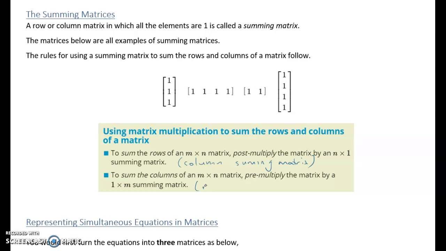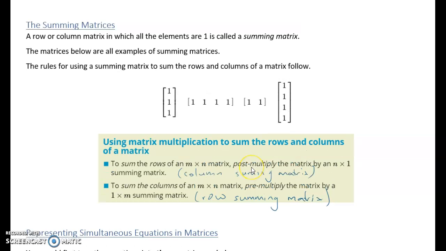And this one's a row summing matrix. And pre means before and post means behind. We'll look at that in an example later on in a bit more detail. Let's go on to simultaneous equations.